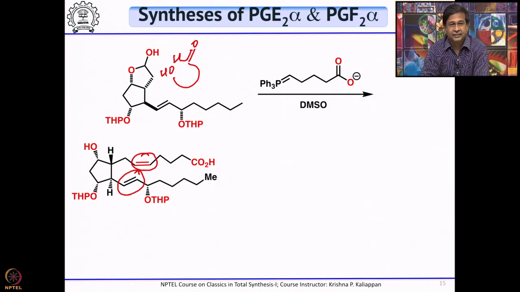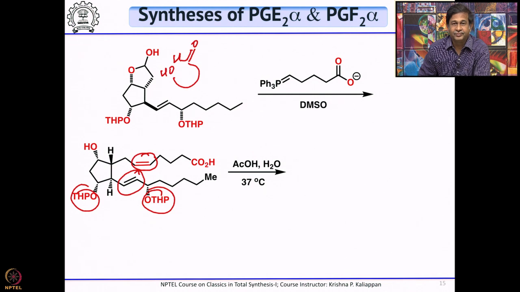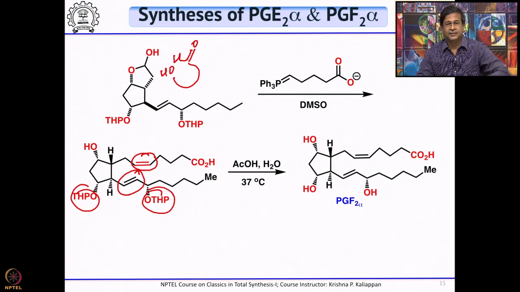So what is left in the synthesis of PGE2 alpha and PGF2 alpha? The 2 means two double bonds are already there. E has one ketone, F has both hydroxyl groups. If you remove the THP, then you get PGF2 alpha directly. That is done with acetic acid and water. You take this compound and treat with acetic acid water at a slightly higher than ambient temperature, and you get PGF2 alpha.